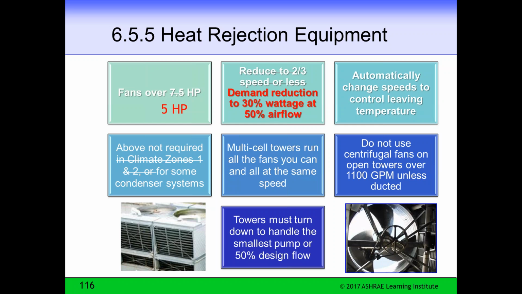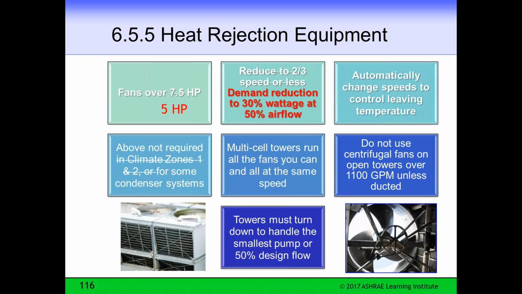Multi-cell towers: we tell you in the standard that multi-cell towers run all the fans you can and all at the same speed. We knew you have to turn down and turn off as you turn off chillers because you've got minimum flow requirements over the top of the tower. But we want you to keep as much wet surface as you possibly can and run the fans as slow as you can to save as much energy. Because once you purchase that surface area on that cooling tower, then you might as well use it. And again, if we can slow the fans down over the biggest area, that's the most efficient way to do it.